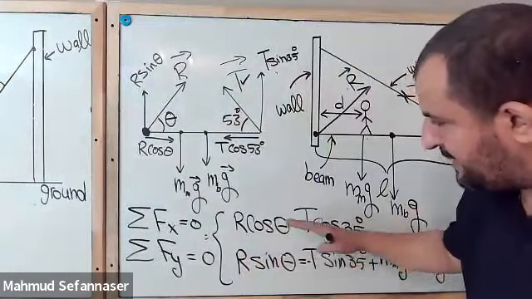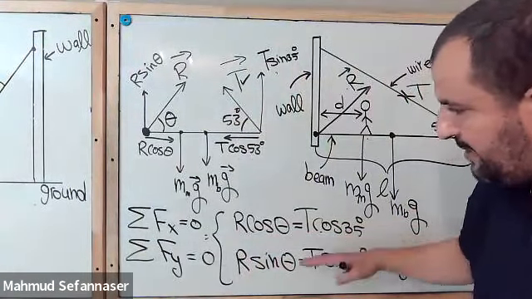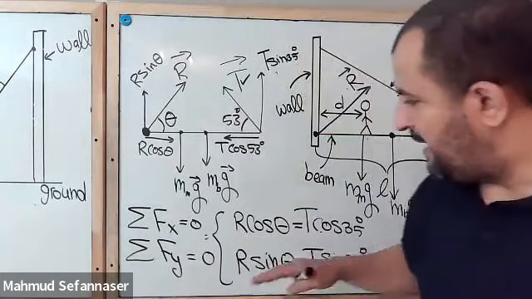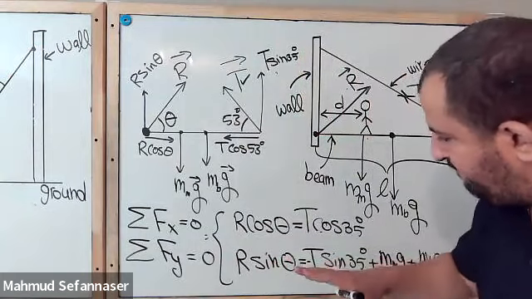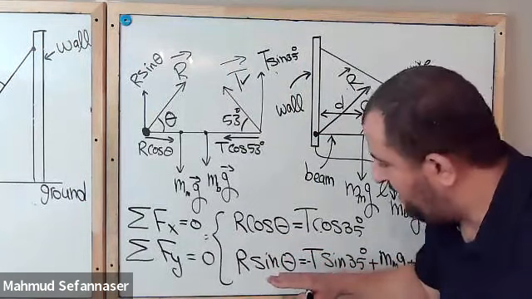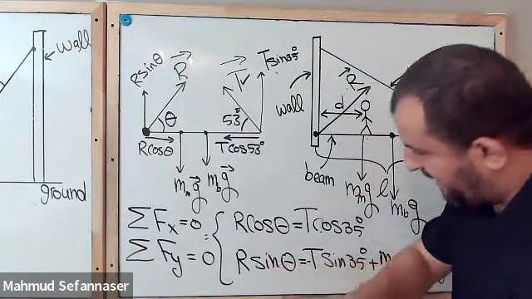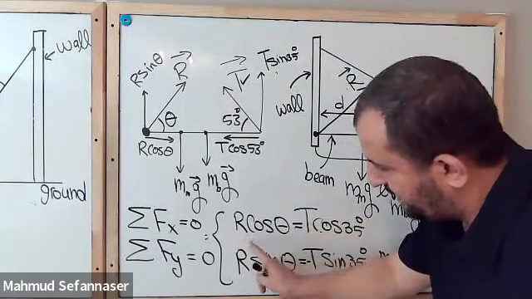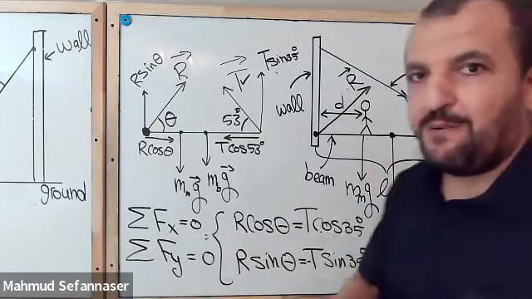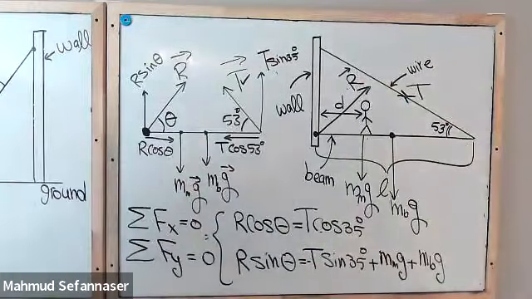Now, you can see it is easy to solve these equations. So what I'm going to do, guys, is divide equation number 2 by equation number 1. So that will cancel r. And what I will have is something like this.